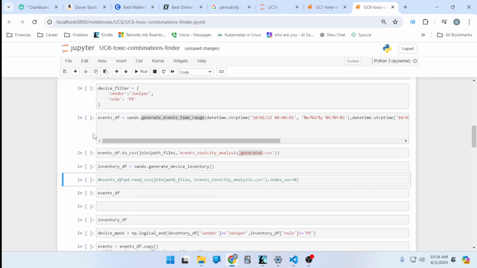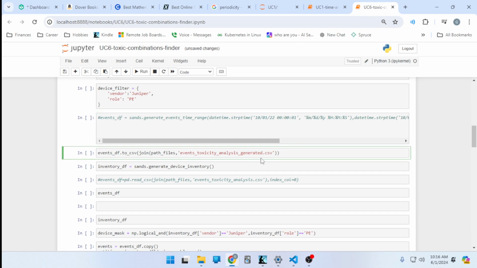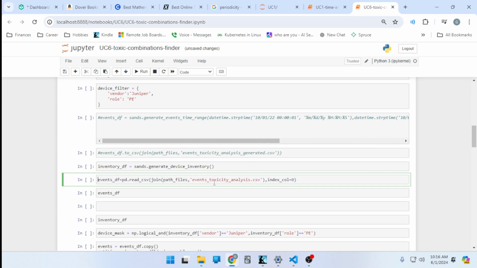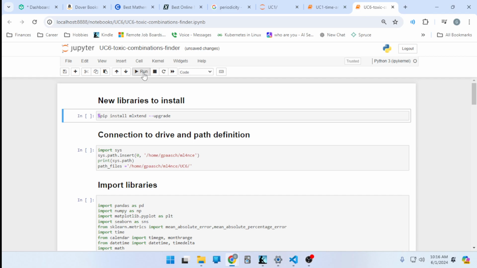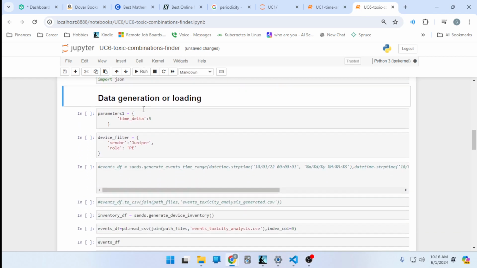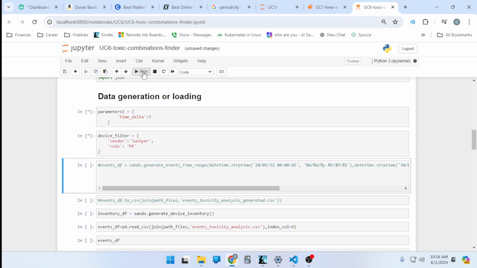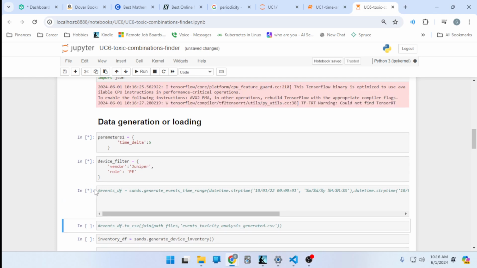All right, and then we're going to comment out this line, because we already have it saved. And now inventory won't take as long to generate. And then we're going to get events from the pre-saved file there. All right, so now let's go and run the cells. And that's commented out, so it won't do anything. So we should get here pretty quick.